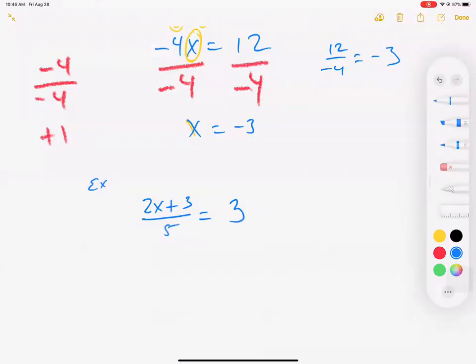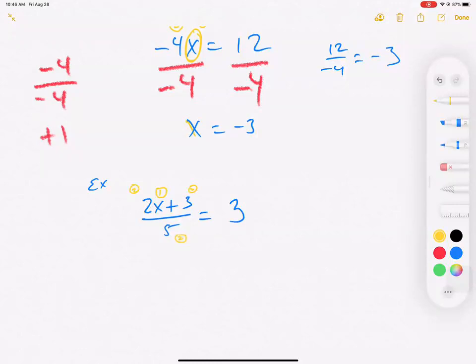Here's my next example. Now, we're going to follow all the steps that we did before. We're going to, 1, identify the variable. We know it's going to be x. 2, identify all the numbers I need to get rid of. I need to get rid of the 2. I need to get rid of the 3. And I need to get rid of the 5.